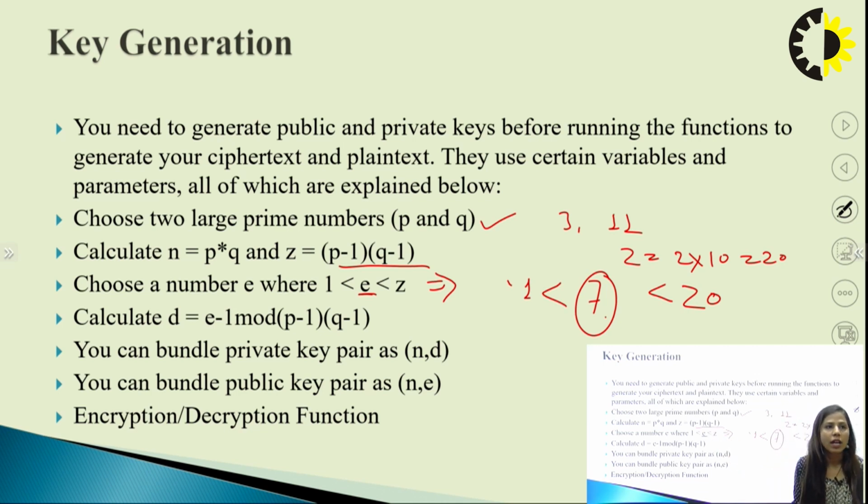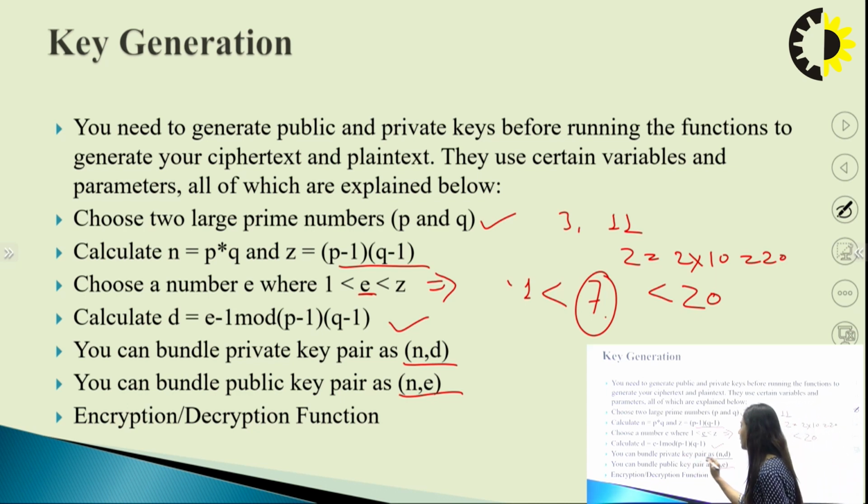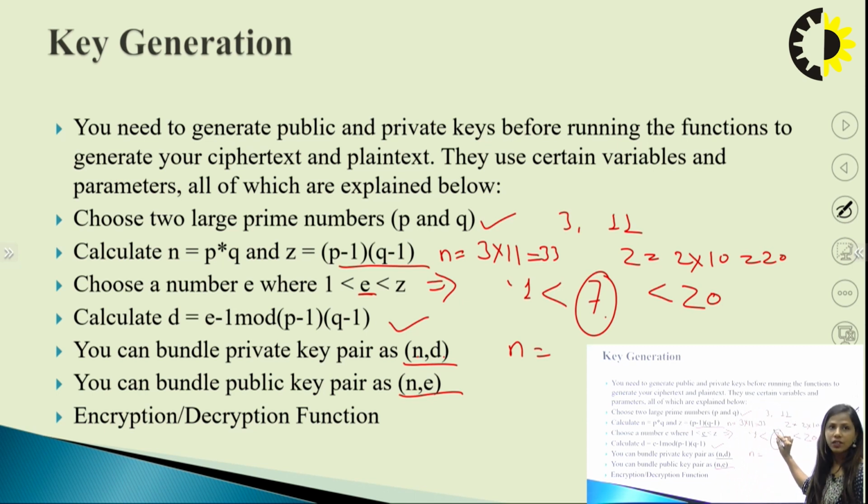Now, what do we have to calculate? We have to calculate d. See, what we are doing over here is generating a public key and a private key. The public key is denoted as n and e, and the private key as n and d. We already got the value of n, that is p into q. What was p? 3. And what was q? 11. So, what is the n value? That is 33.